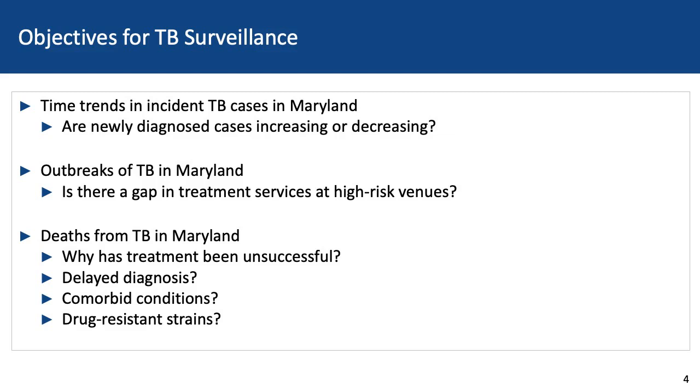the treatment was unsuccessful. With this surveillance objective, we would be asking questions about whether or not a delayed diagnosis was the cause of the death, or perhaps the patient had comorbid conditions, such as HIV, which contributed to the death, or even perhaps the patient had a drug-resistant strain of tuberculosis, so the drugs we typically use were unsuccessful. These are just a few examples, and maybe you thought of different ones for your surveillance, but these are very common objectives for TB surveillance.